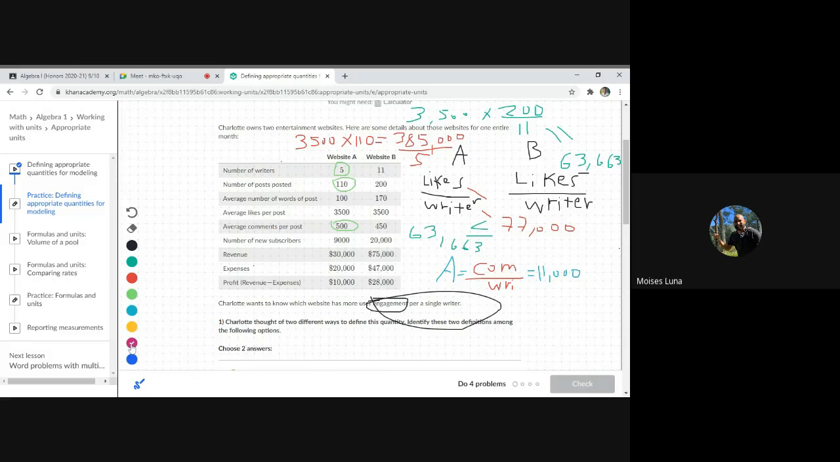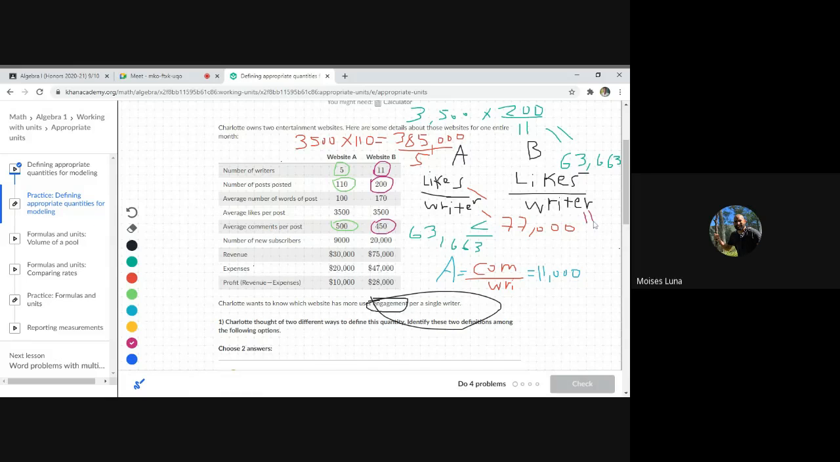And then you do the same thing with website B. All right, so let's do that. Someone, can you give me that number? Yes. So we have 450, which is comments per post, right? And then we have the average number of posts, which is 200. So we would multiply 450 times 200, which will give you 90,000. Right, and that number you would divide by 11, which is the writers, and that would give you 8,181. Okay, so from this conclusion, what can we conclude?